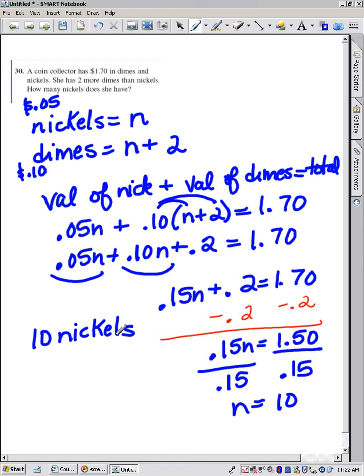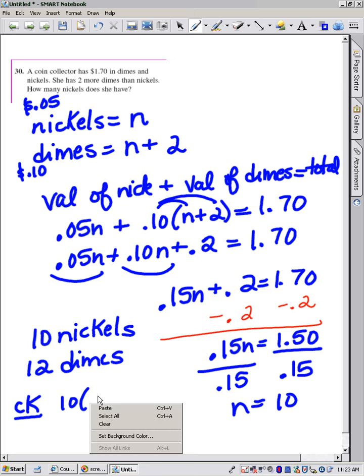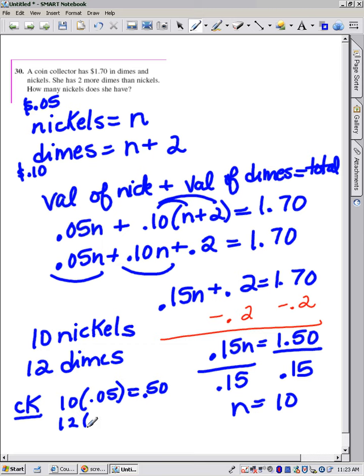How many dimes would we have? n plus 2, which would be 12. Right. And how can we check this? 10 nickels is worth 10 times 0.05, which is 50 cents. 12 dimes is worth $1.20. So together they are $1.70.